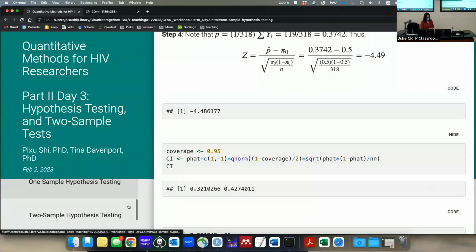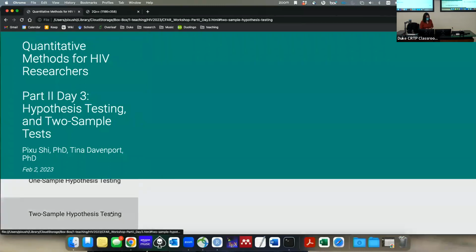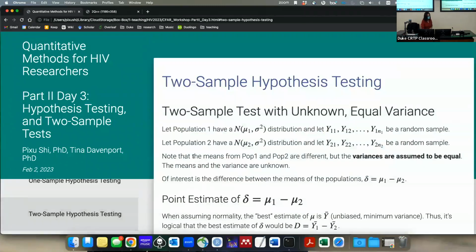So that's the one sample testing, and we'll talk about the two sample test when you try to compare the distribution of two populations. By comparing the distribution, we're just comparing the mean parameters. And we will first assume that the two populations have the same variance.